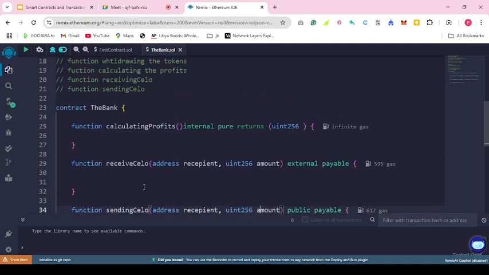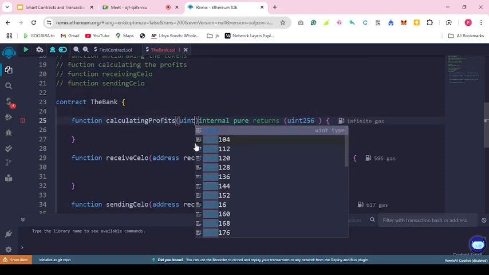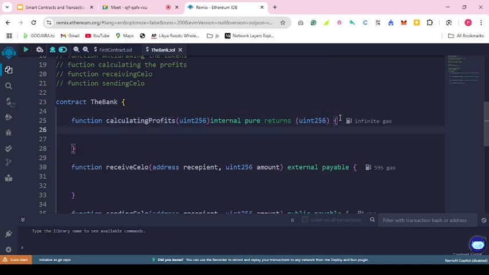So let's define the logic one by one. So calculating the profits. Calculating the profits requires what? That we get the amount which has been received, apply our operations on it, and then return a result. Okay. So we said how much should we take from this person? Maybe 3%. What do you guys think? Give me a thumbs up. Is that fair enough?